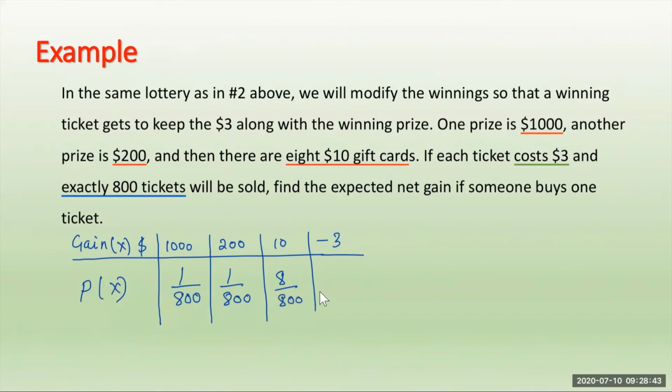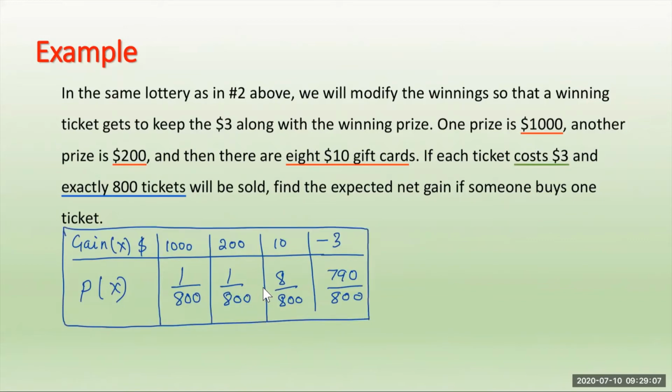And then here you can see they have already given 8, 9, 10. 10 of them got the prizes. So now 790 of them will not get anything. So 790 out of 800 will lose that $3. So this is our probability distribution. The probability distribution is a little bit different from the previous one because everybody who won is getting their $3 back. So this is my probability distribution.